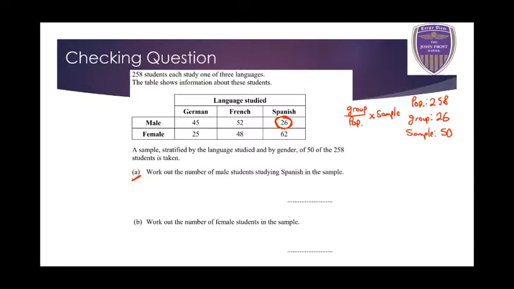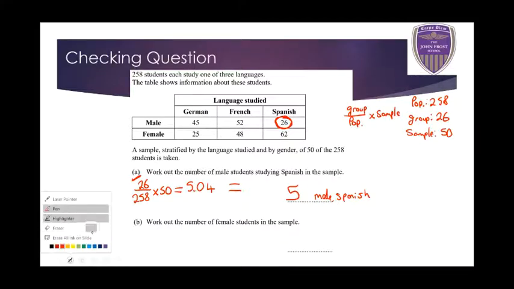Okay, so using the formula, 26 divided by 258 multiplied by 50. You just type into your calculator, 26 divided by 258 equals, times 50. That gives you 5.04. That's to 2 decimal places, but we're going to change that to the nearest whole number. So that will be 5 male Spanish. So we know that there's going to be 5 students who are male and study Spanish in this stratified sample of 50 pupils.